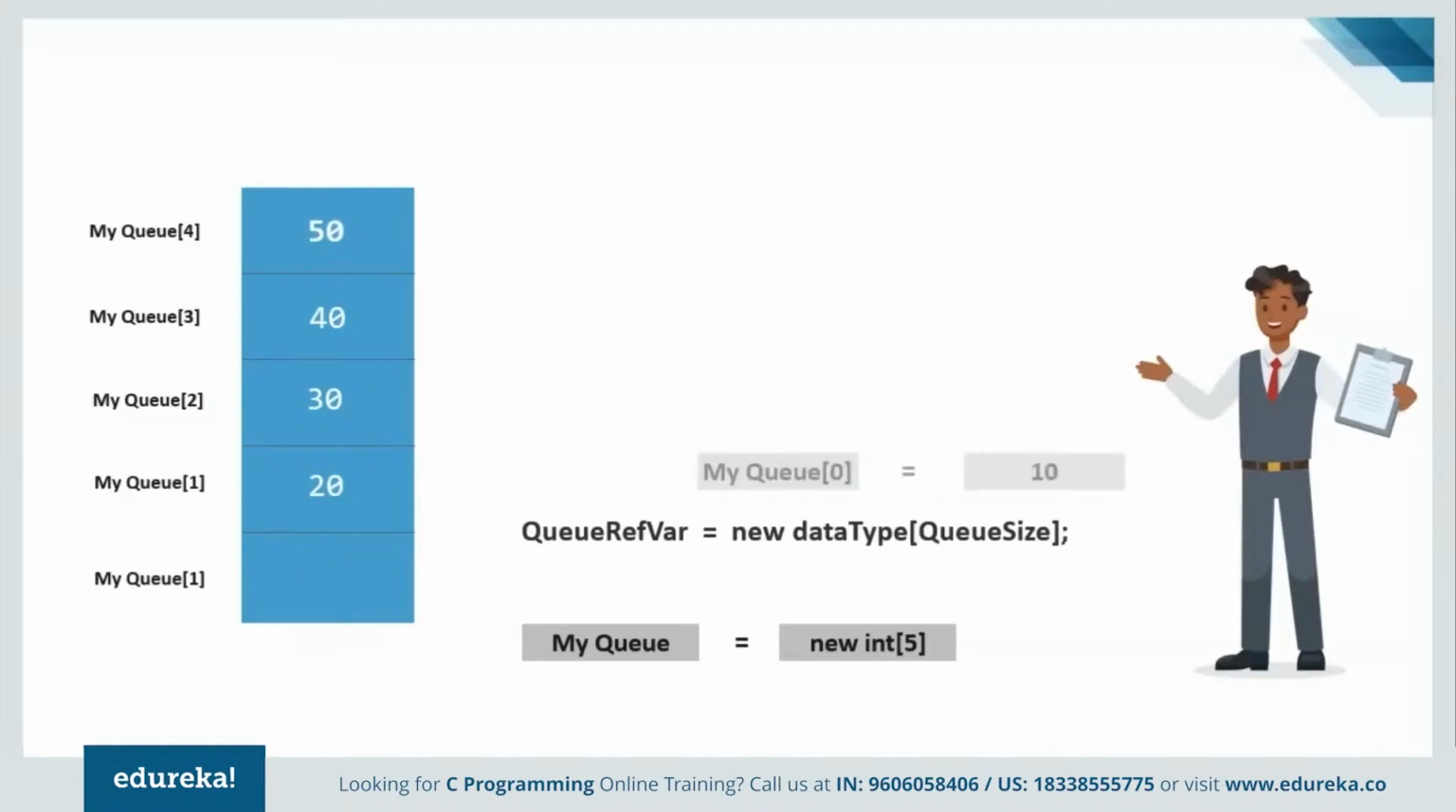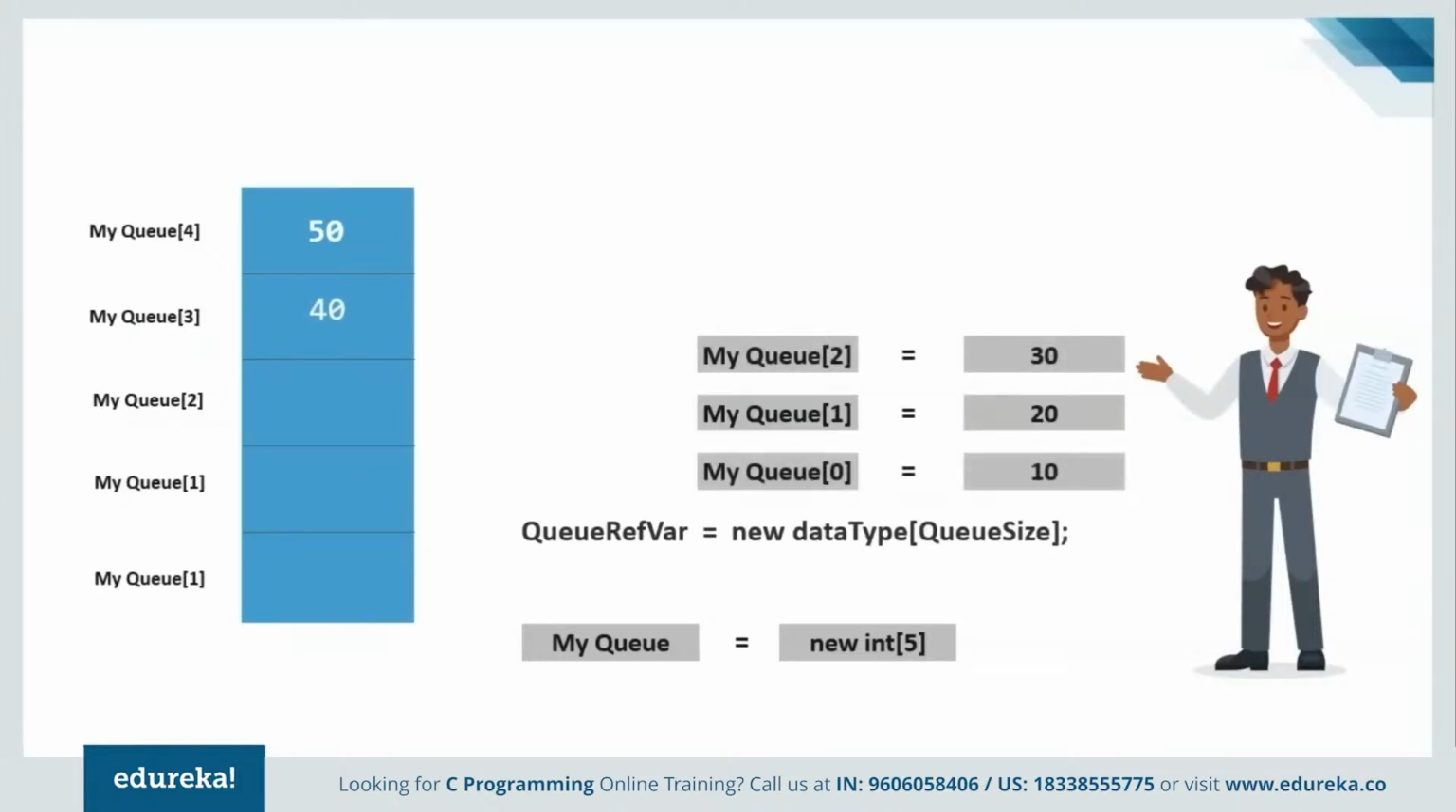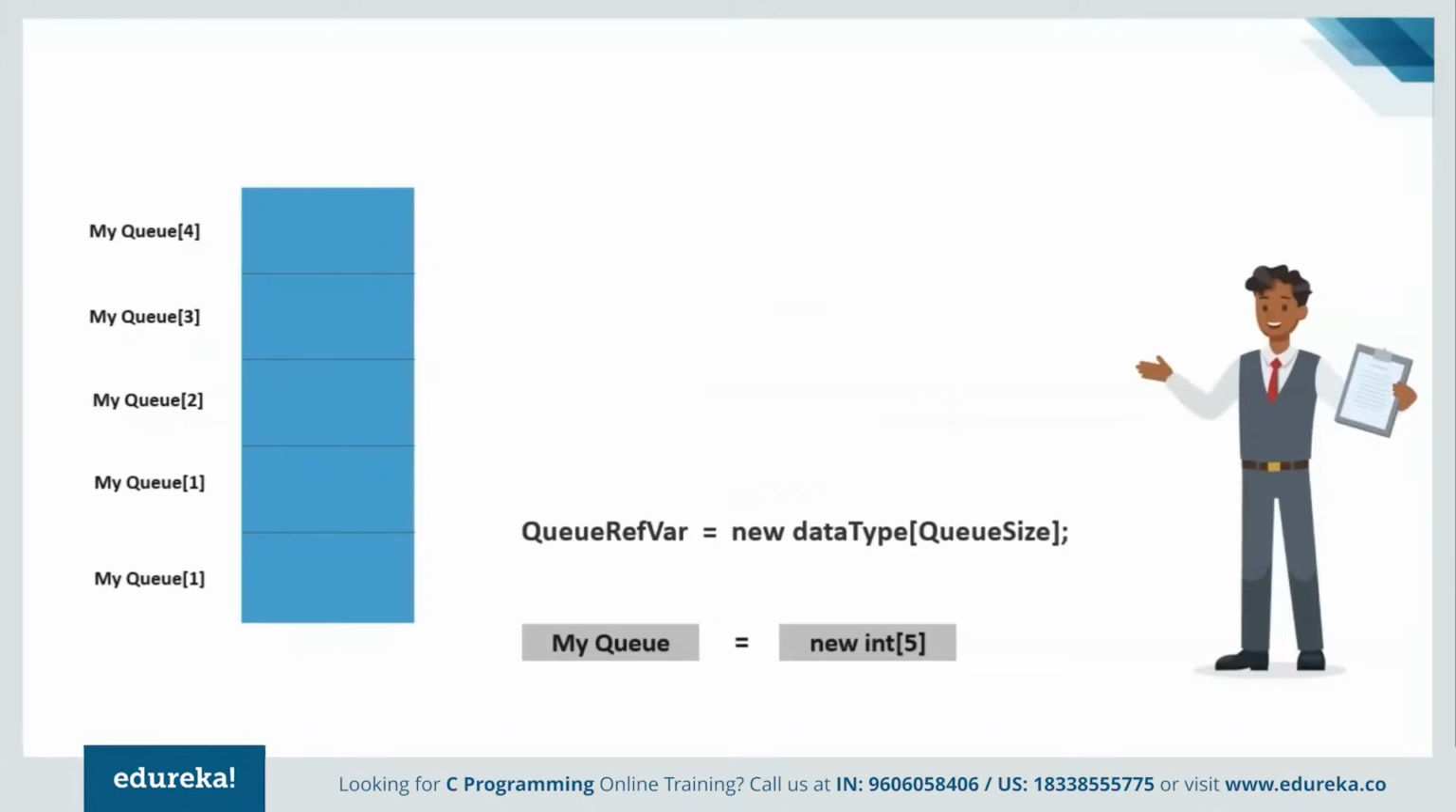As you can see, 10 has been dequeued from the queue. Followed by that, 20 will be the next element which will be dequeued from the queue, and next 30, and similarly 40 and 50. So this is how the queue works. First in, first out. Let us execute a program to understand queues in a much better way.